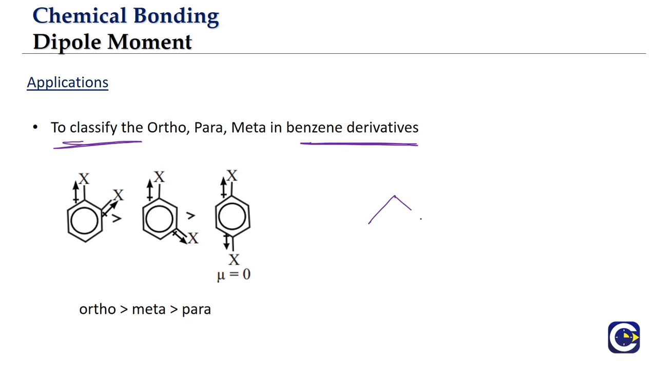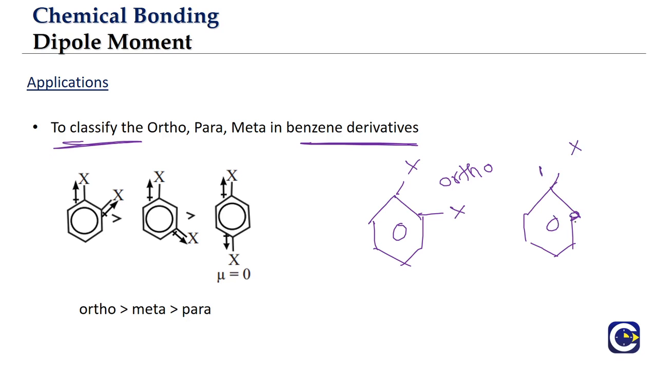If you have two groups attached to a benzene ring, if both the groups are on adjacent carbons, we will call it the ortho form. If both the groups are on the first and third carbons, we will call it the meta form. If the groups are exactly on the opposite side carbons, we will call it the para form. So we'll have ortho, meta and then para.